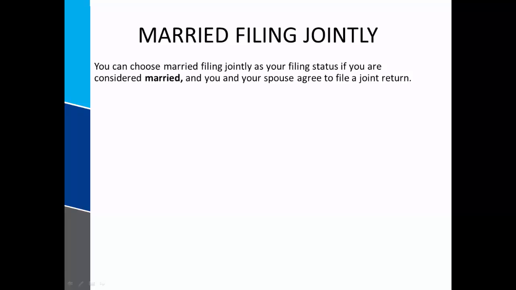Married filing jointly. You can choose married filing jointly as your filing status if you are considered married and both you and your spouse agree to file a joint return. On a joint return, both spouses report their combined income and deduct their combined allowable expenses. Generally speaking, if you qualify to file as married filing jointly, you should, as this status will provide you with the lowest tax.